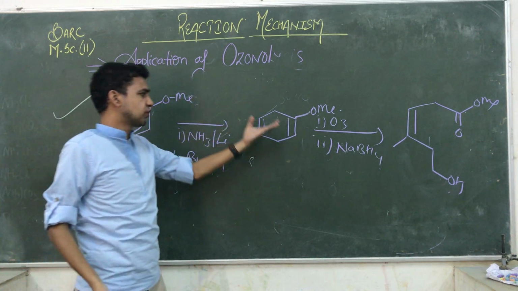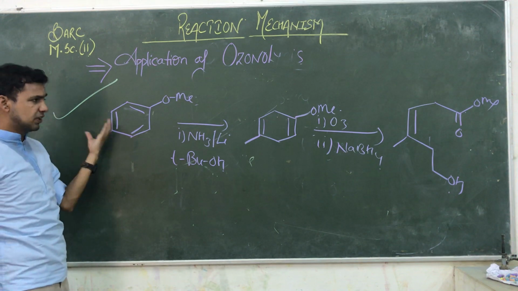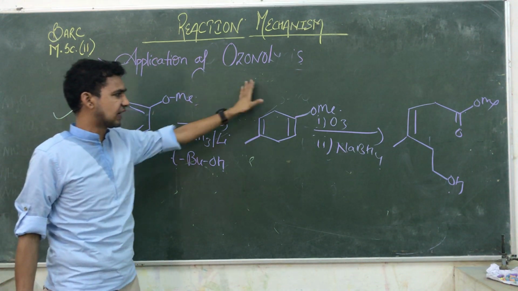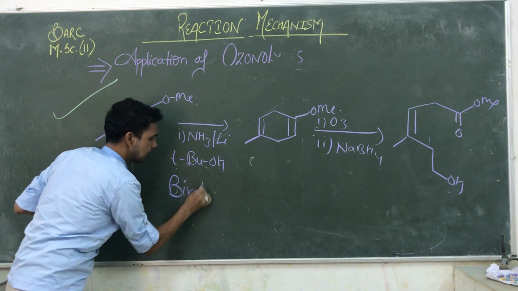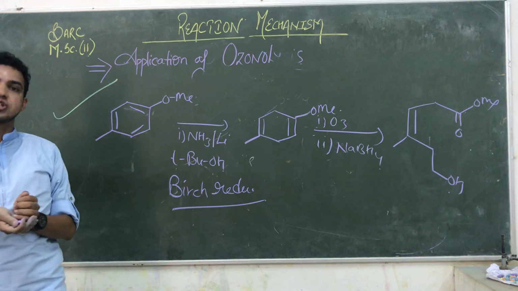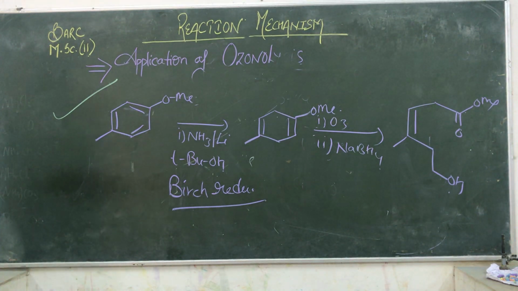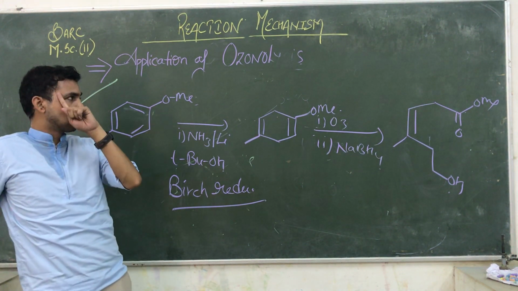The reaction we started earlier, I have now given starting from here. It means that if you want to synthesize these types of compounds, we follow which kind of reduction? Birch reduction. So one more application of Birch comes up. Ozonolysis followed by Birch reduction gives you the beta hydroxy ester. So these are the applications of ozonolysis.